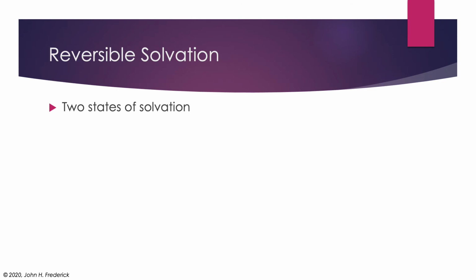So there are two states of solvation. There's the state where you have solute that's part of the solid sample, and you also have solute that's part of the solvated solute molecules. So it's not the situation where these just dissolve and then you have dissolved molecules and solid molecules and they don't interchange. In fact, there is an interchange that's going on.